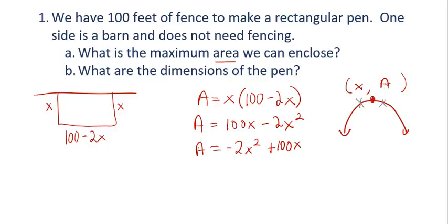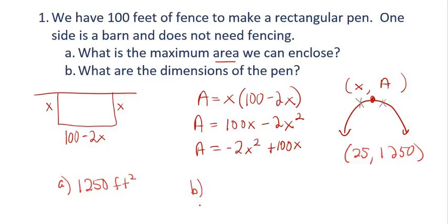It'll usually figure it out. And in this case, you should be getting a point of (25, 1250). So what does that mean? That means our answer to A, the maximum area that we can enclose, is 1250 square feet. And I know it's feet because it was 100 feet of fence.